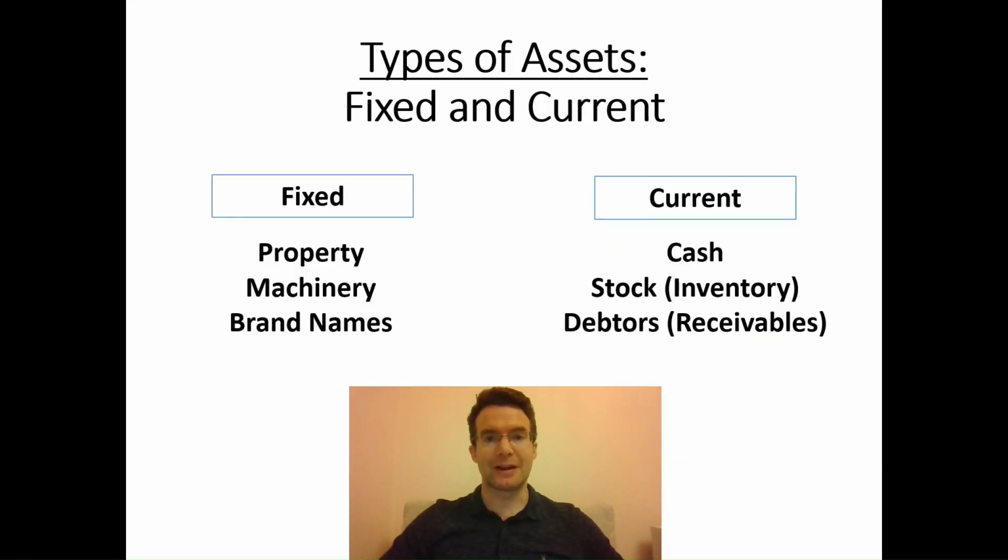Current assets, on the other hand, are things that a business is likely to use up within the year. The first example is cash. This is the most liquid of assets, liquidity being the ability to pay your short-term debts.